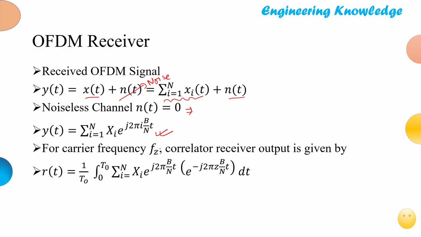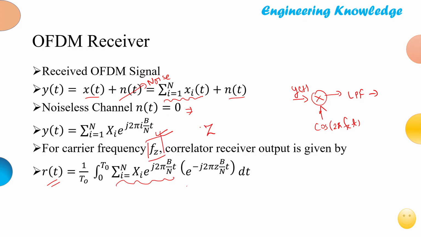Now how does the correlator receiver work for any passband transmission? You can understand that we multiply the incoming wave with cos 2 pi fc t, and then we pass it through a low pass filter. This is the correlator receiver. So r(t) will be: we take y(t) and multiply by the complex conjugate of the frequency which we are trying to identify. Suppose I am trying to identify the zth component, where z is between 1 and N. We have sent N subcarriers, and I am concentrating on finding out what happened at z. So this will be the illustration.